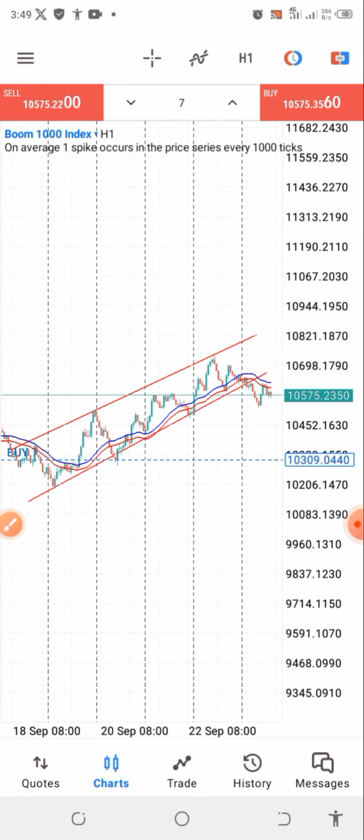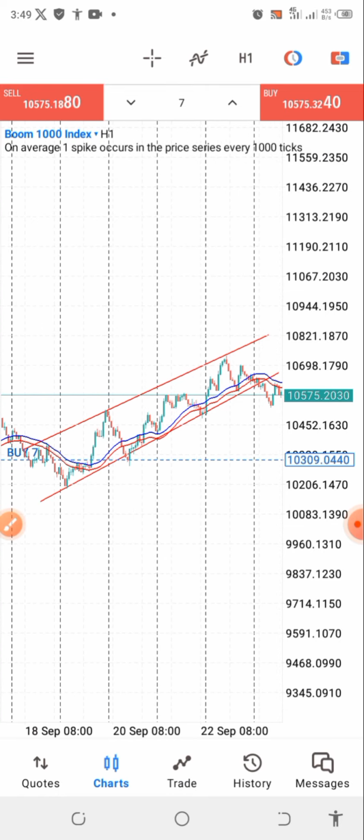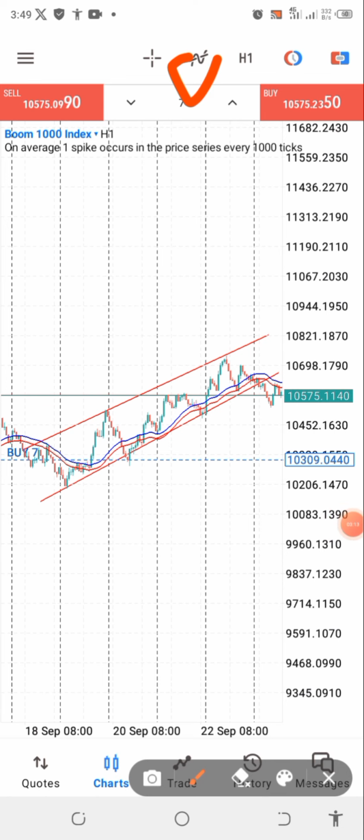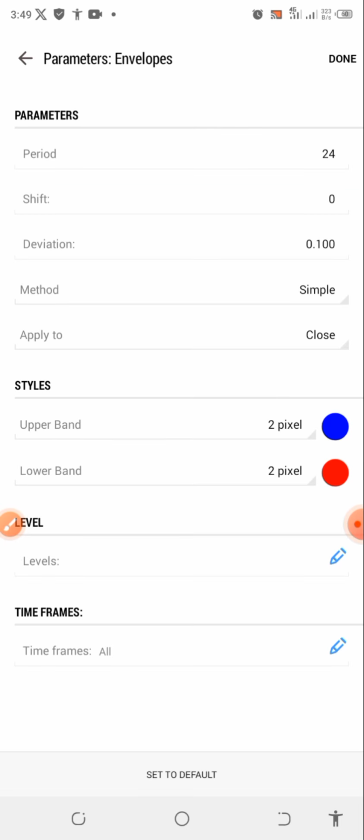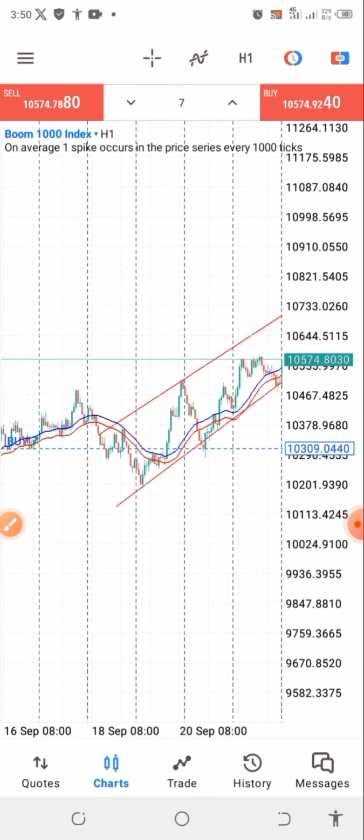Now with that being said, let me give you guys the setup for the strategy. If you want to add or delete an indicator, this is where you are going to head to. The only indicator we need is the Envelope. These are the parameters for the Envelope: the period is going to be 24, the shift is going to be 0, the deviation is going to be 0.100, and the method is going to be simple, applied to close. For the style, you can choose any color or style of choice. When you set everything up like this, click on done, and you have your Envelope right in your chart.